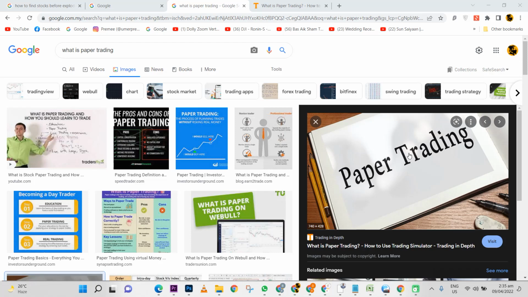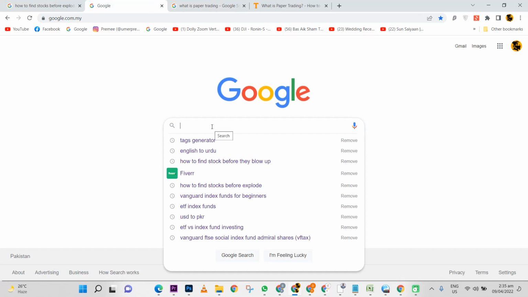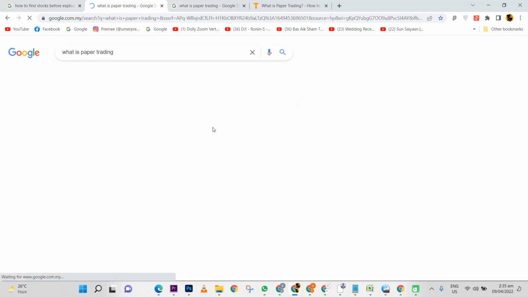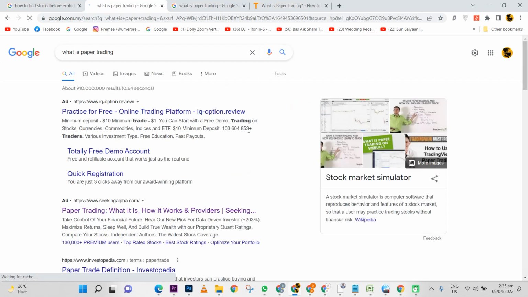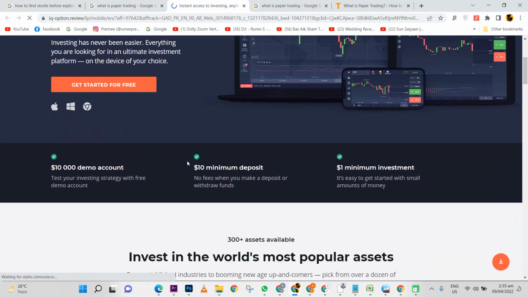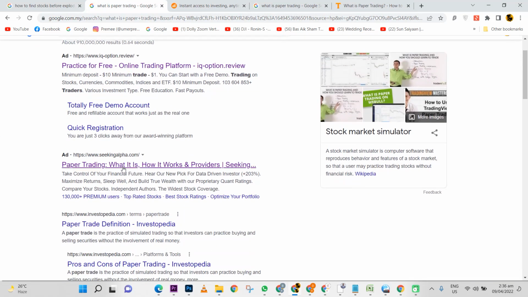Today we learn about what is paper trading. So we need to go on Google, write here "what is paper trading", and press enter. Here you have some websites to practice for free. You can also practice for free in IQ Option. IQ is the best website for the investor. Go back to paper trading and how it works, the providers.